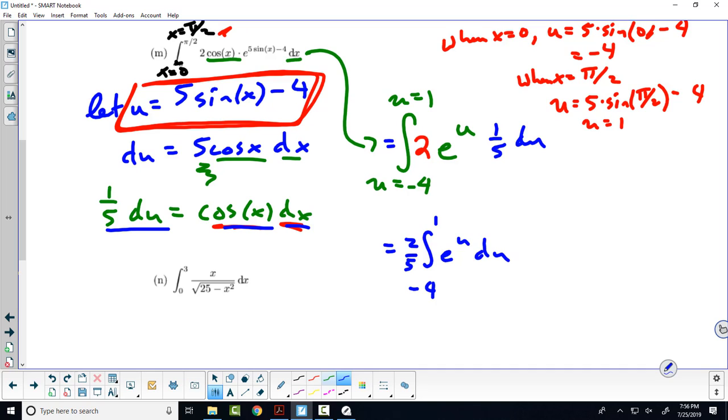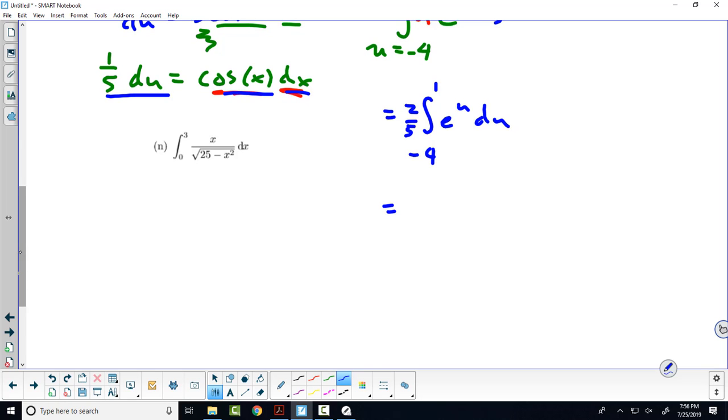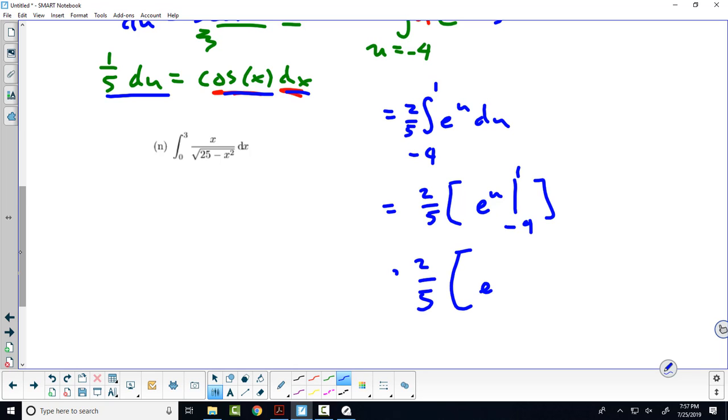Okay? So notice, because I adjusted the limits of integration, there's no reason to back substitute. I'm just going to find the number that is this answer, and it will be equivalent to the number from the original problem. So, help me out, folks. Antiderivative of e to the u? It's e to the u. So we get 2/5 times e to the u evaluated from minus 4 to 1, which is 2/5 times e to the first minus e to the minus 4th, and I think that's all I can do. Park it there.